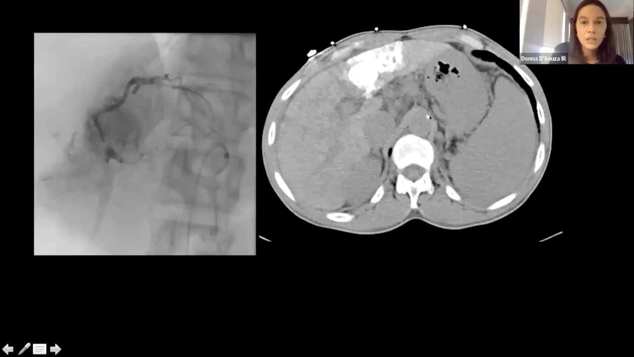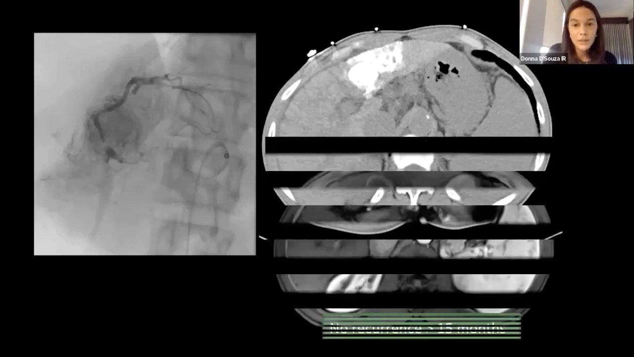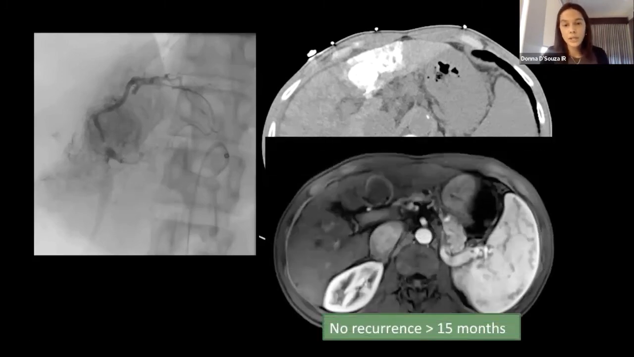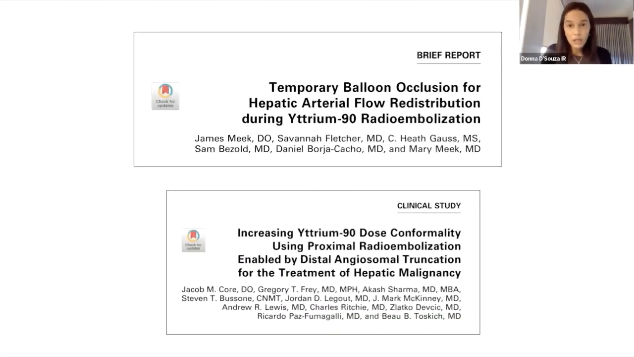You can see good staining here, good staining of the tumor with relative sparing of the peripheral aspect of segment 3. And then the tumor was completely necrotic, and he has actually had no recurrence. It's been beyond 15 months now. Then there's literature. There are case series on this showing that this can be effective. There's not a lot of literature, but there are some good case series on it.